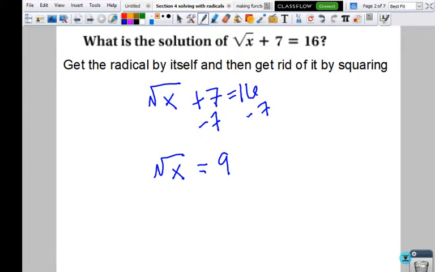We should do these problems from now on. How do I... The opposite of a square root is a power of 2, right? We've talked about these before. So I have to square it, and I'm going to get x equals 9 squared, which is 81.